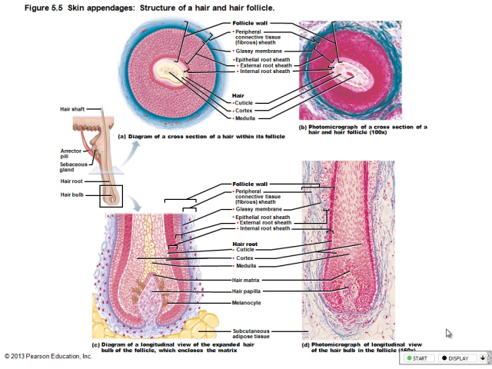Those cells will produce pigment. The cells that are growing above it will engulf that pigment and grow up. Now, what happens when my hair starts losing pigment?